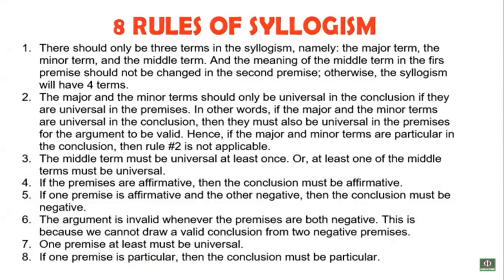6. The argument is invalid whenever the premises are both negative. This is because we cannot draw a valid conclusion from 2 negative premises. 7. One premise at least must be universal. And 8. If one premise is particular, then the conclusion must be particular.